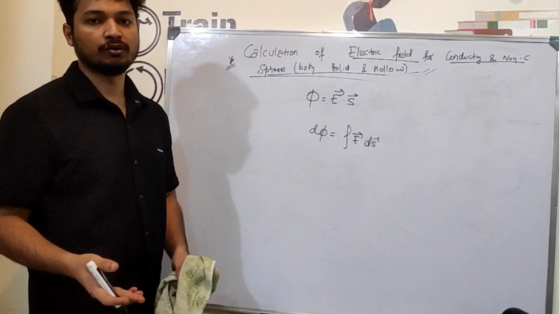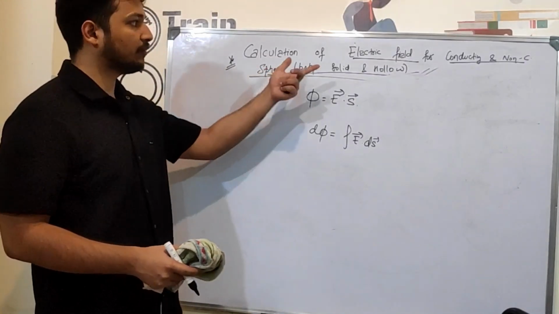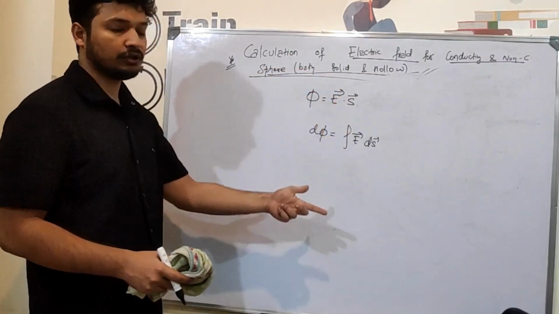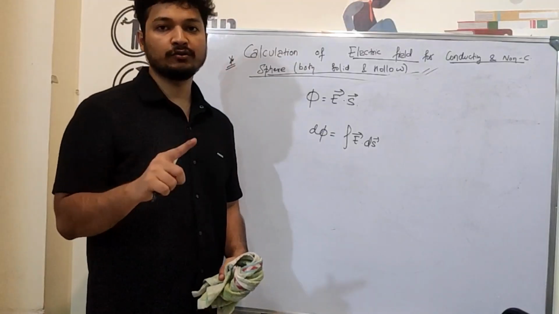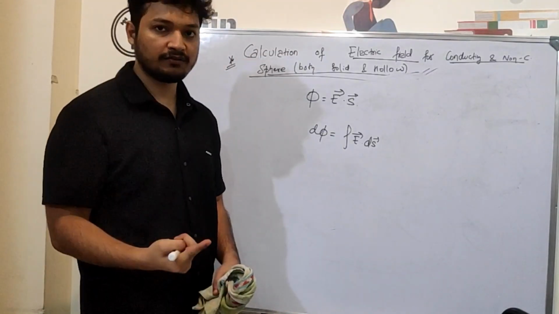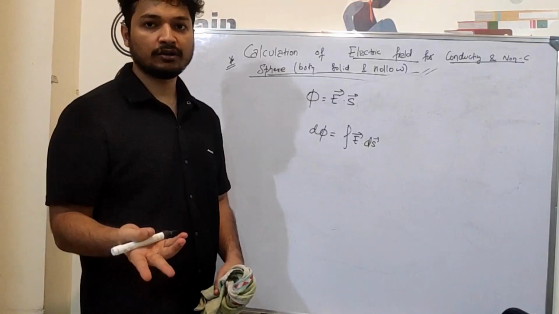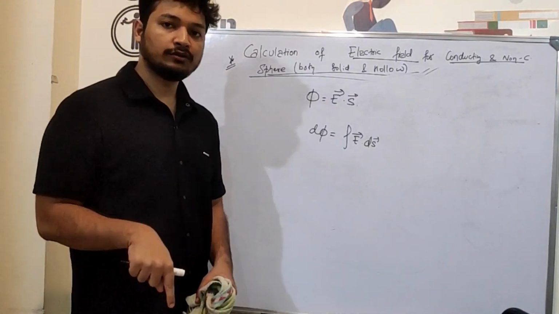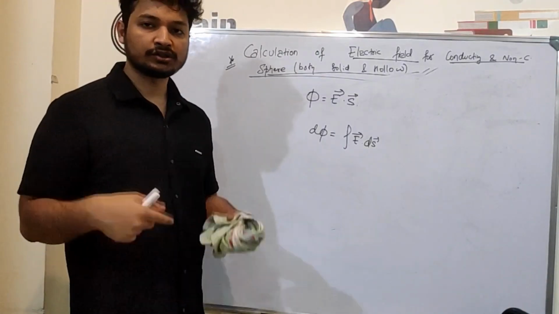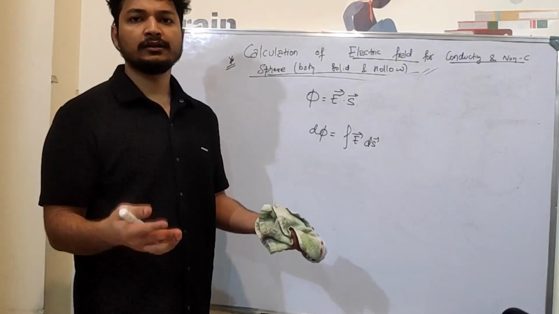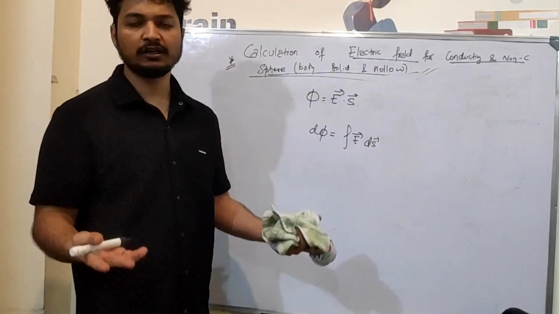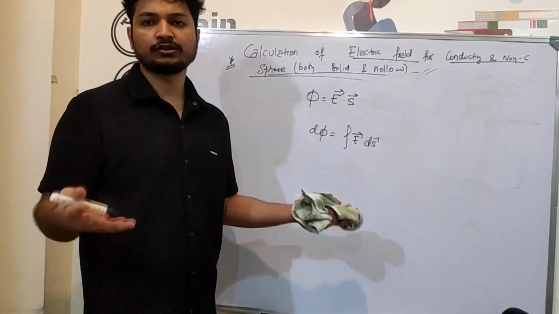Because we are going to calculate electric field, it's important to know how Gauss law is going to be applied. We are first going to find out the value of electric flux. How are we going to find it? First, we are going to assume or draw a Gaussian surface. Gaussian surface always depends upon what kind of material and what kind of geometry you have. For a sphere, obviously the Gaussian surface is going to be a sphere only.